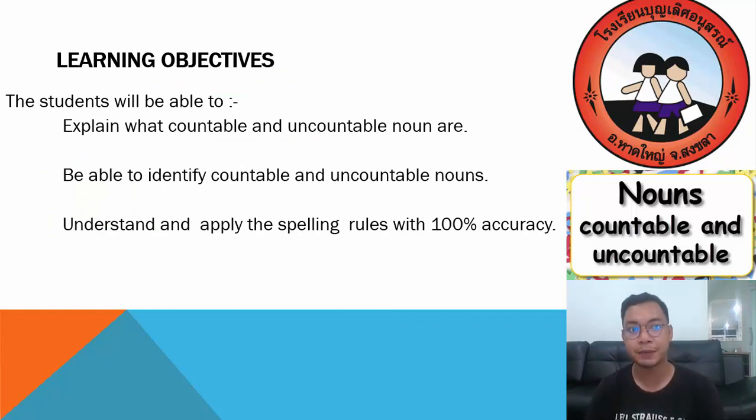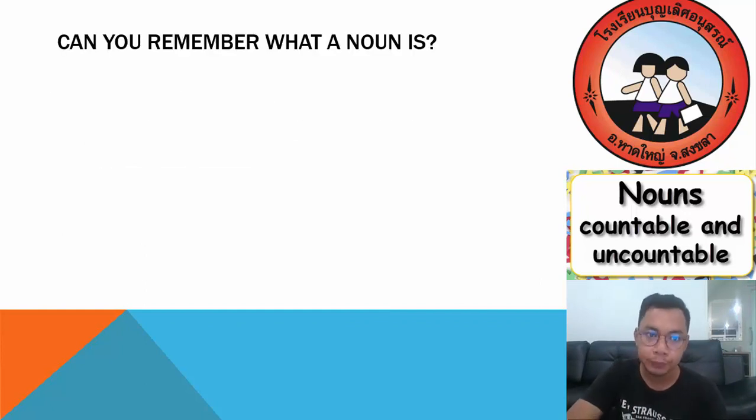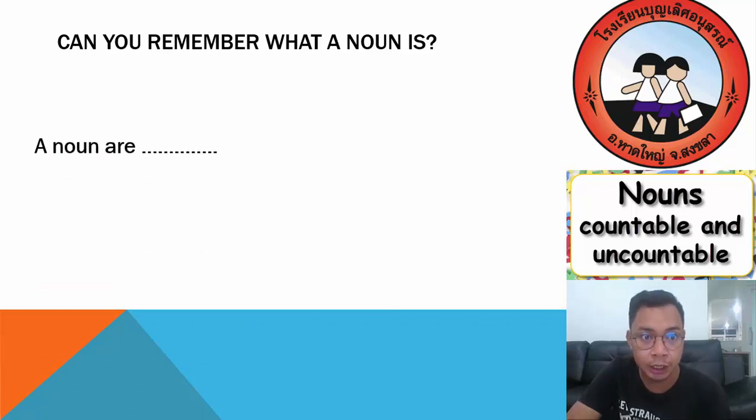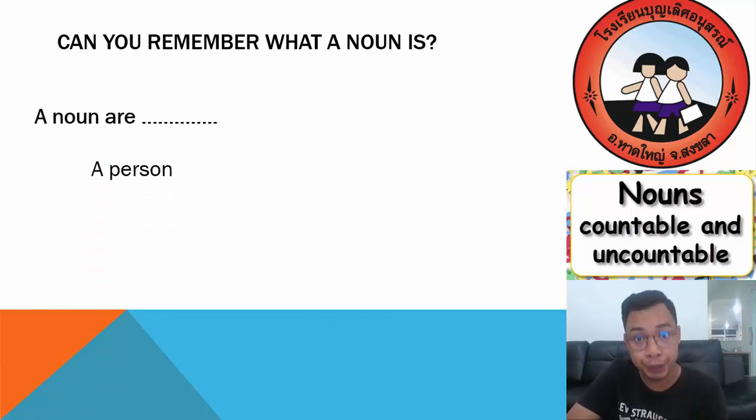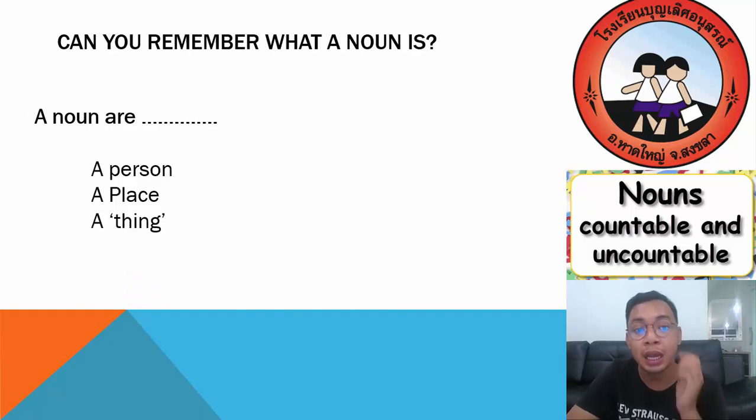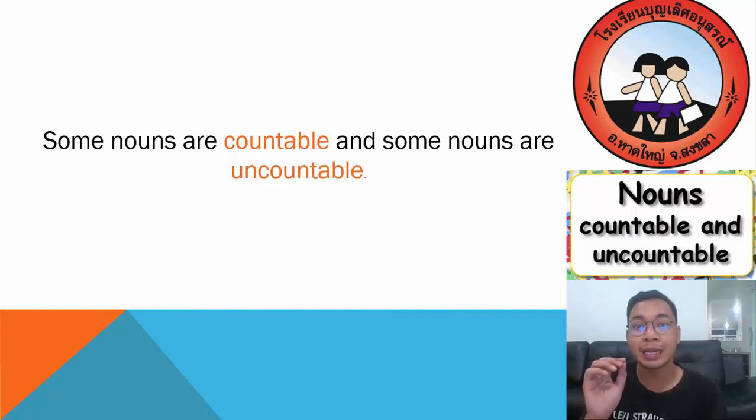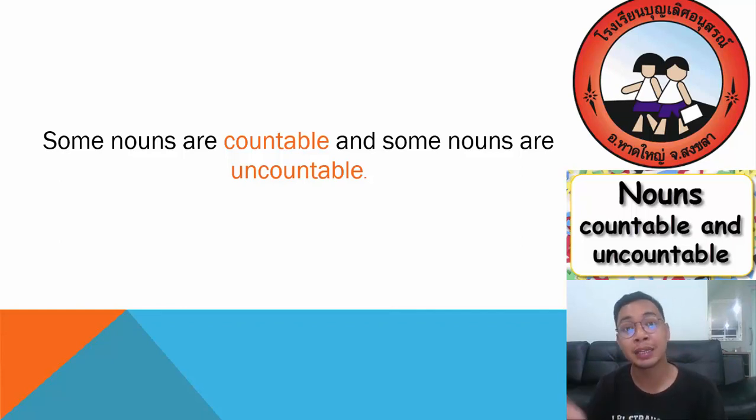So today's objectives are: you will be able to explain what countable and uncountable nouns are, and also be able to identify countable and uncountable nouns. You will understand and apply the spelling rules with 100% accuracy. So can you remember what a noun is? As I said earlier, nouns are a person, a place, a thing, or an animal, right? Some nouns are countable and some nouns are uncountable.